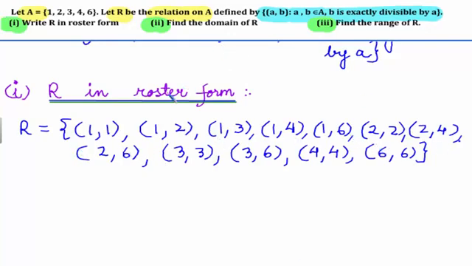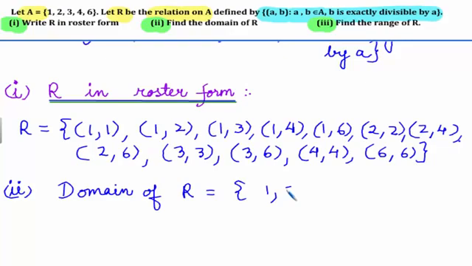Next we have to find the domain of R, and we know that domain is the set of all the first elements of R. Therefore, domain of R will be equal to {1, 2, 3, 4, 6}, which is the set A.